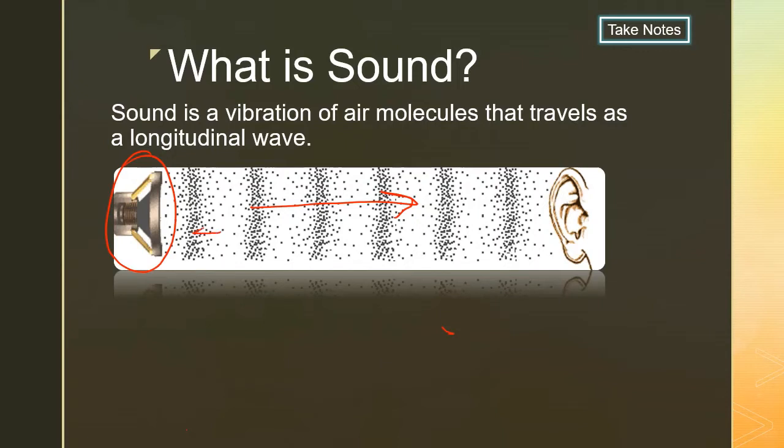So if I choose one, say for example here, all that's going to be doing is oscillating backwards and forwards around that fixed position, but the compressions themselves are going to be moving from left to right away from that speaker and towards the ear. That's then going to cause your eardrum to vibrate, which causes the 3 bones in your middle ear to vibrate, and that then causes the fluid in your inner ear to also vibrate, which then gets picked up by your cochlea. Which is then connected to your brain by a series of nerves for you to actually be able to detect that sound.